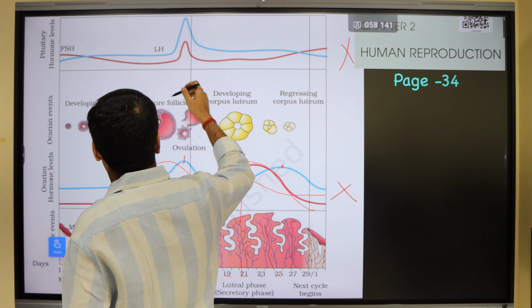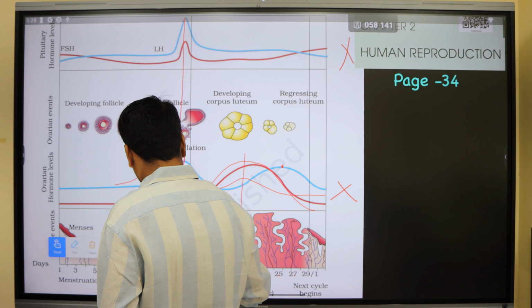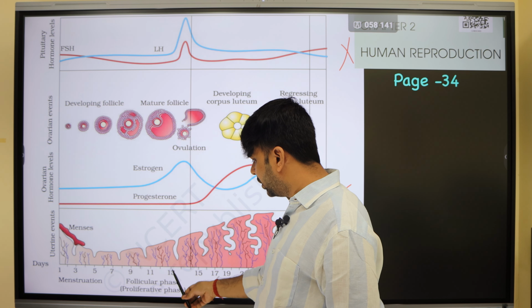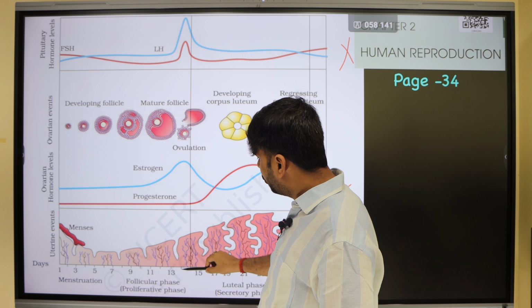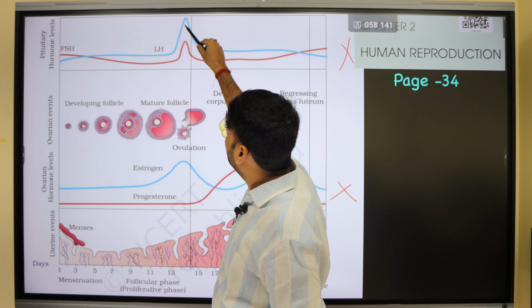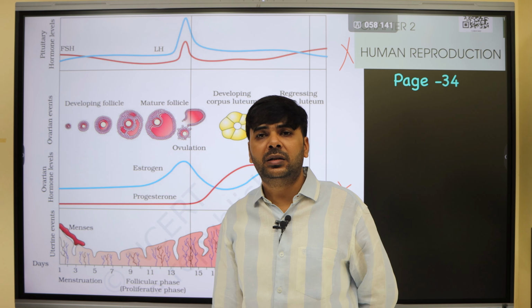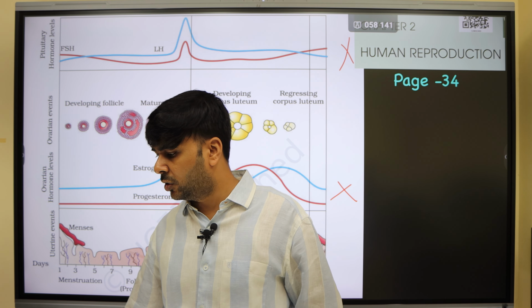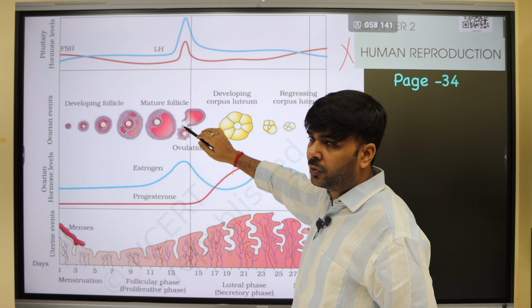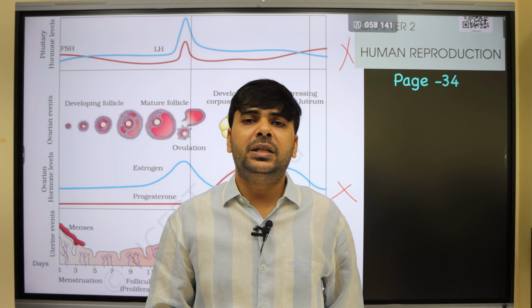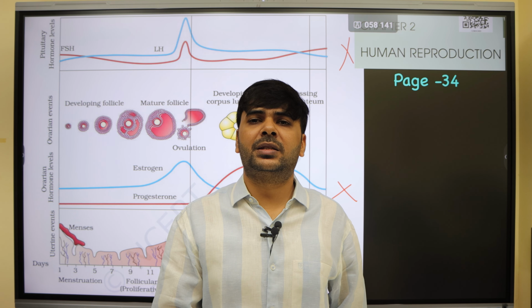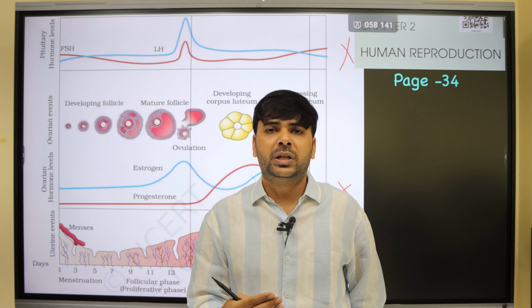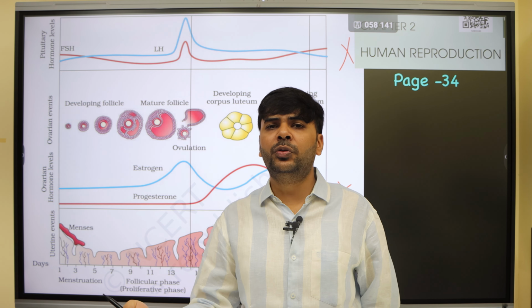And the second error here is the LH surge. According to this graph, this is the 15th, this is 13, this is 14 in between. What is mentioned is that the LH surge occurs on day 14, and that is completely wrong. LH surge never occurs on 14. Ovulation occurs on 14, yes, correct. 24 to 48 hours before ovulation the LH surge occurs, or we can say the LH surge occurs and after 24 to 48 hours ovulation occurs.